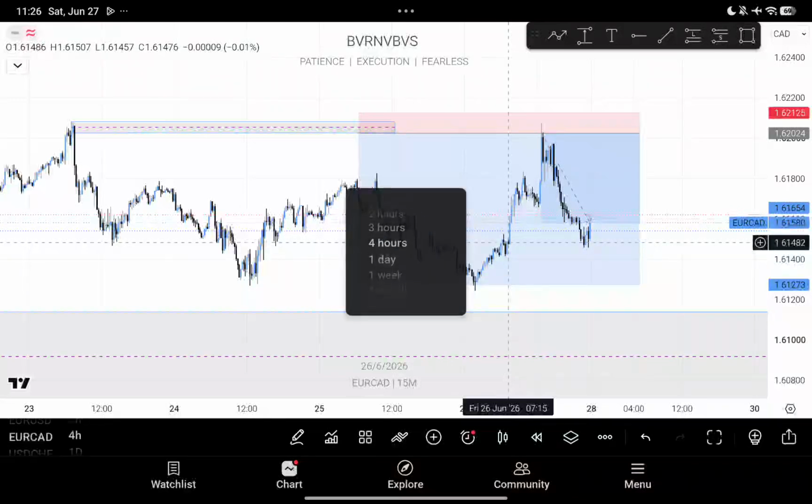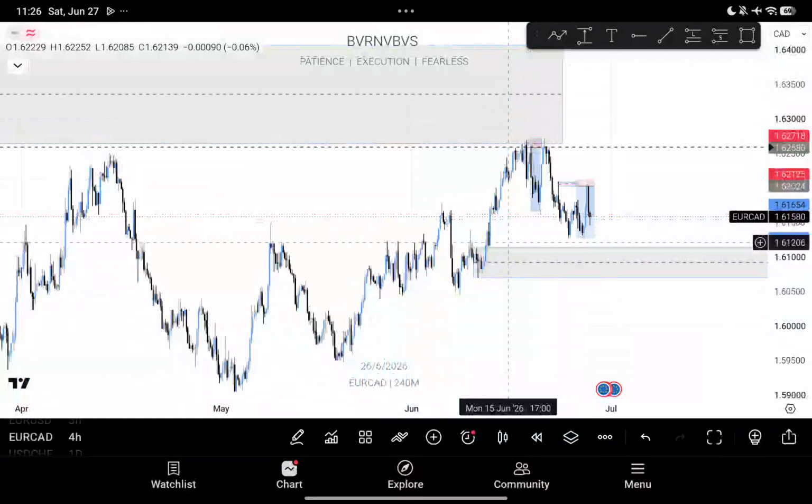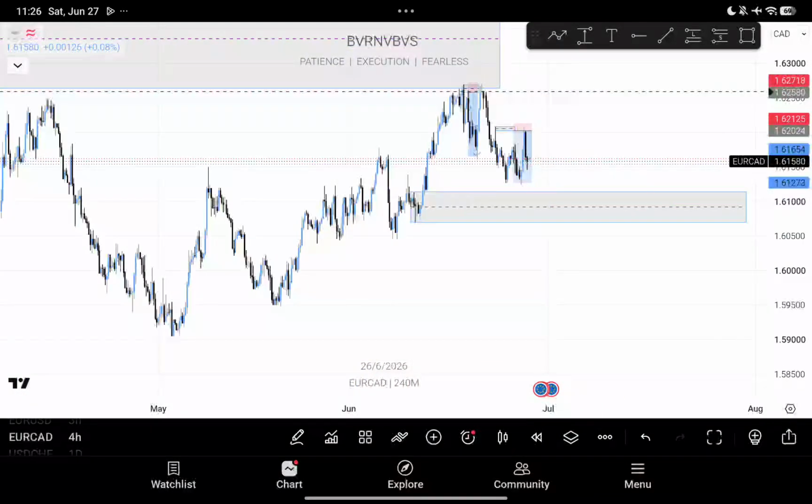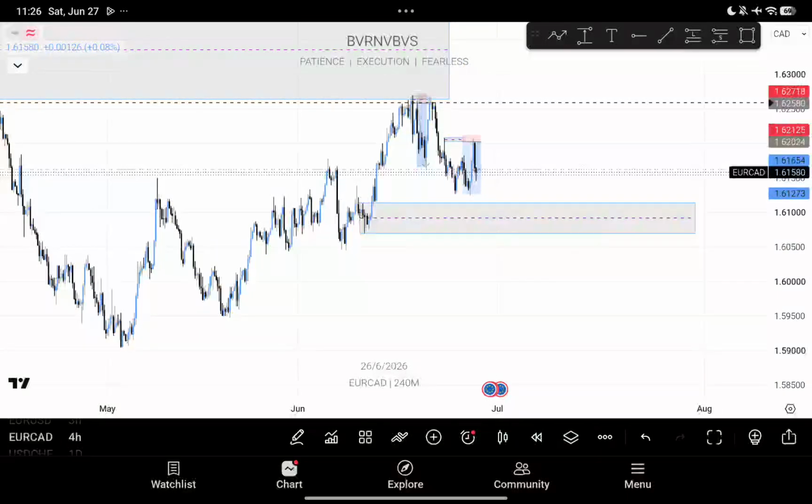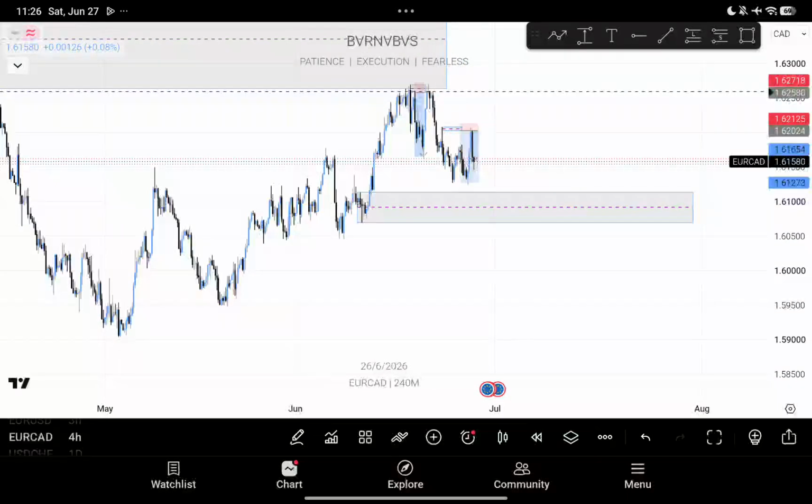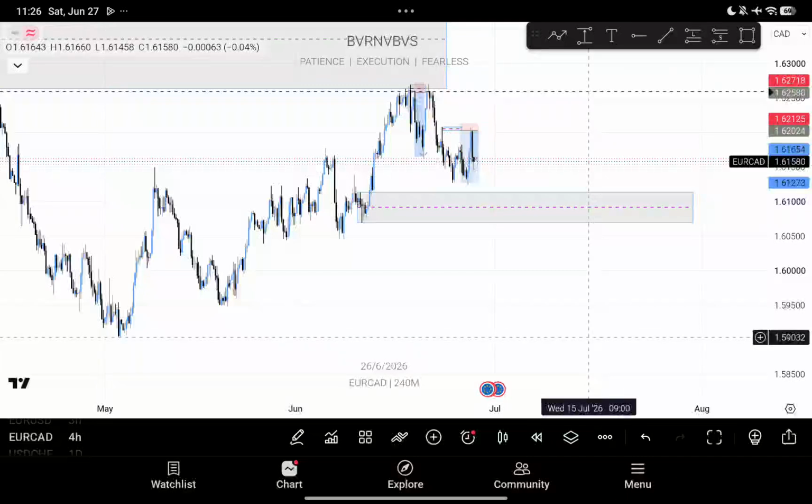Next is USD CHF, and this EURCAD. Okay, let me say this. This EURCAD is still selling. I was expecting it to reach this zone that I marked out here before it pulls back. I was expecting it to pull back before going back to this zone and probably sell down more, because it is bearish at this moment.